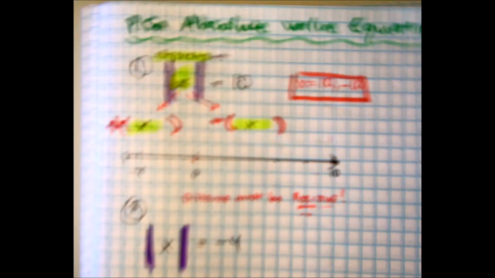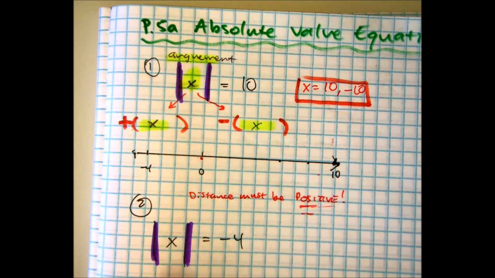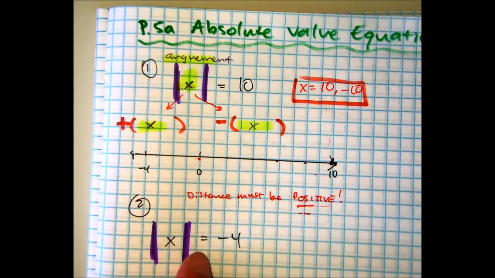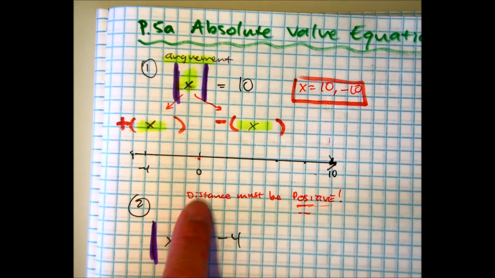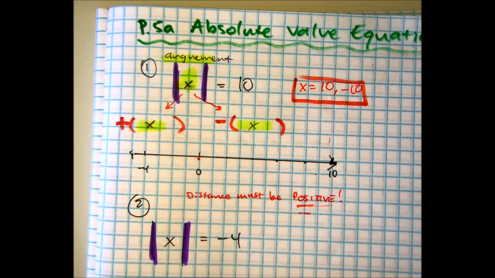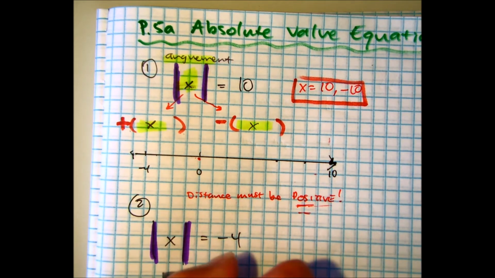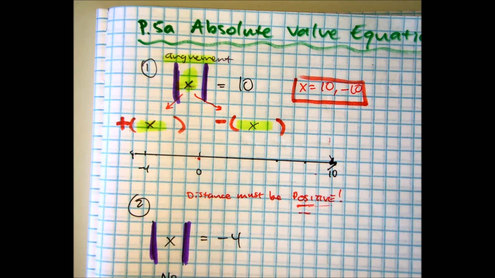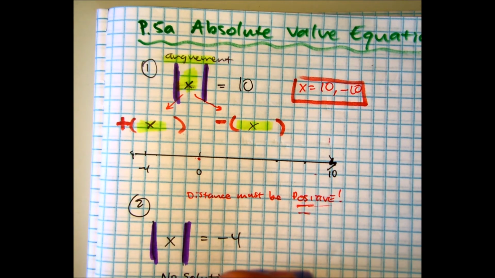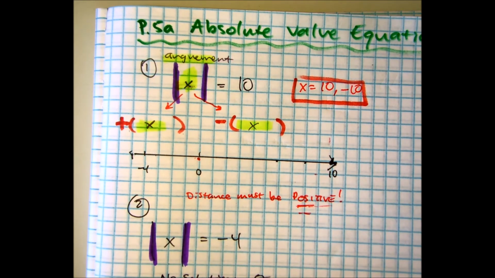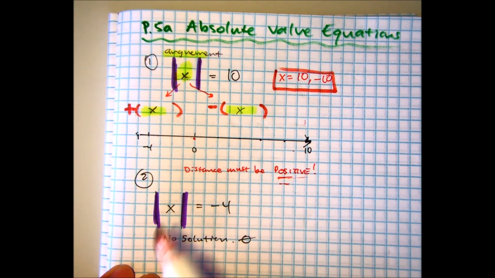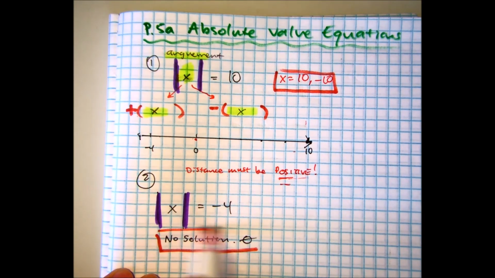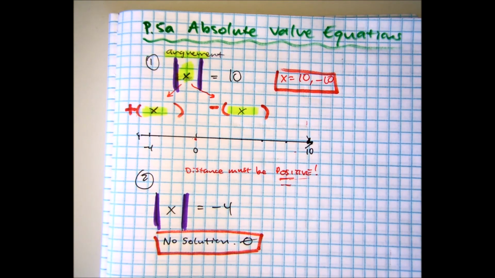Now if I look at this problem, question number 2, it says what numbers can we put in here to have a distance of negative 4? Class, can you have a distance of negative 4? Why not? It's not positive. So let's write that. No solution. There is no value that you can think of that'll give you a distance of negative 4. Because distance must be positive.